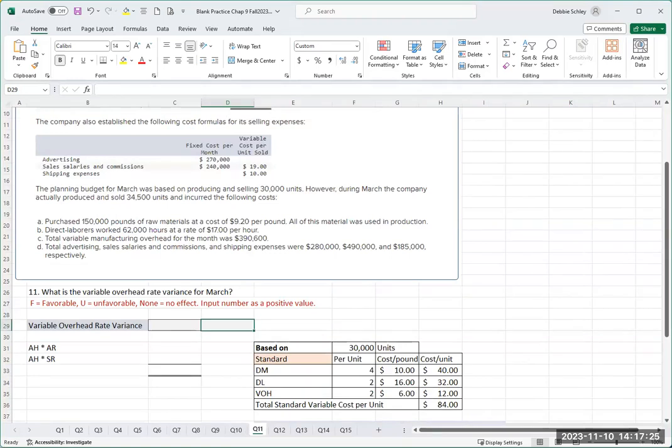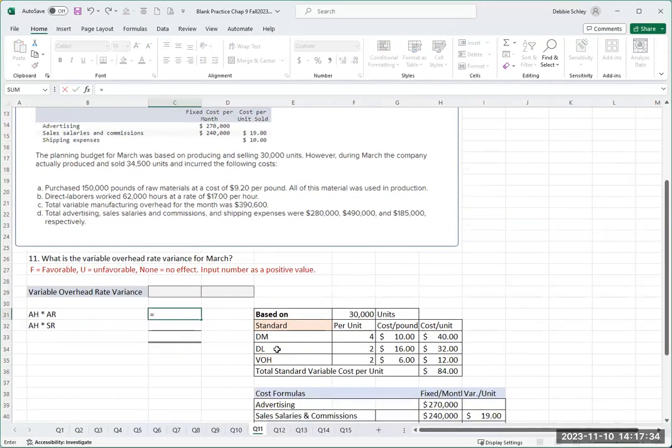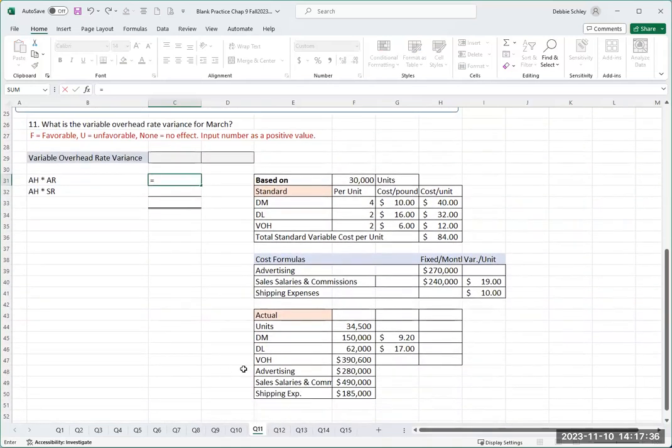Okay, question 11. Variable overhead rate variance. Actual hours times actual rate is just going to be that variable overhead total cost that they gave me. And then actual hours times standard rate again will be the hours per unit times the units times the standard rate.